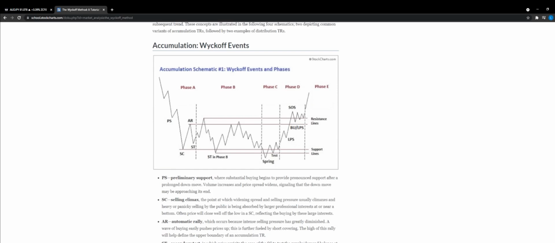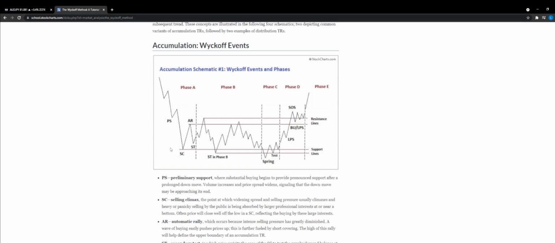Now, if we just cover phase E, phase E is the last stage of an accumulation schematic. It is marked by an evident breakout of the trading range, caused by increased market demand, and this is when the trading range is effectively broken and the markup, or bullish uptrend, starts to kick in, right? So that was pretty much accumulation.